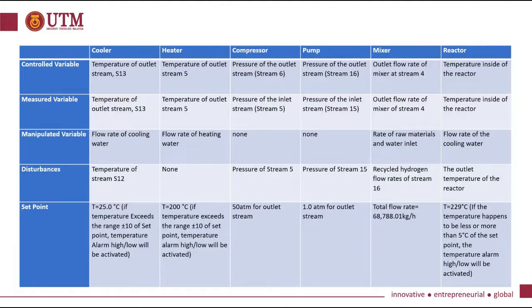For compressor and pump, the controlled and measured variable is the pressure of the outlet stream, and the set point for the compressor is 50 atm for the outlet stream, and for the pump is 1 atm for the outlet stream. For the mixer, the controlled and measured variable is the flow rate of the outlet stream, and the manipulated variable is the rate of raw material and water inlet, and the set point for the mixer is at a total flow rate of 68,788 kg per hour. And for the reactor, the set point is at a temperature of 229.